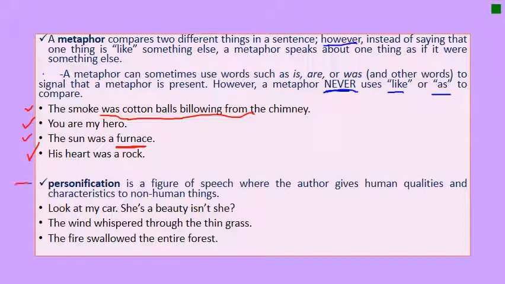Now this brings us to personification, and as the word indicates, it's a figure of speech where the author gives human qualities and characteristics to non-human things. Look at my car. She's a beauty, isn't she? Of course, here the writer is personifying the car. You can't say she, but when he wrote she, it means he is personifying it. The wind whispered through the thin grass. We know that the wind does not whisper, humans whisper, so we are personifying the wind. Some of the most beautiful figures of speech used in stories are the personification. The fire swallowed the entire forest, comparing it to how a human swallows. Okay?